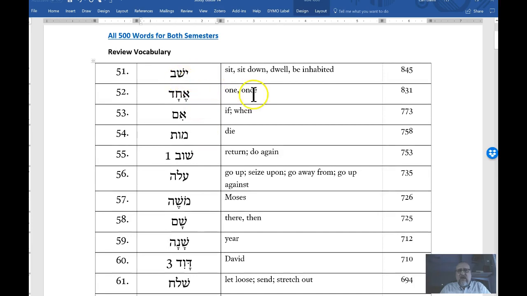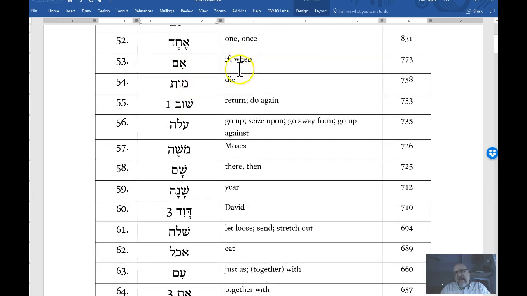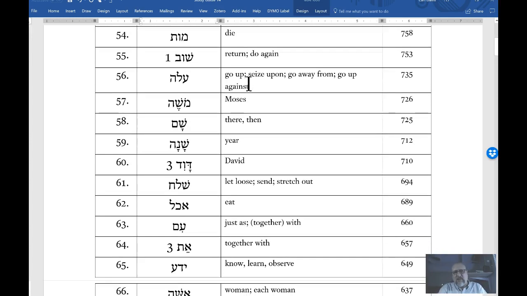So the review words: yashav, sit or dwell. Echad, we've had yom echad, so that should be straightforward. Im, if. It can mean when, but if is the primary meaning. Mot is die. Some people think of that's a moot point. I think that's a misuse of the word moot, but that may be your mnemonic device. You want to learn this word: alah, go up. Moshe is straightforward. Sham, that's a word used all kinds of places. Shanah, year.